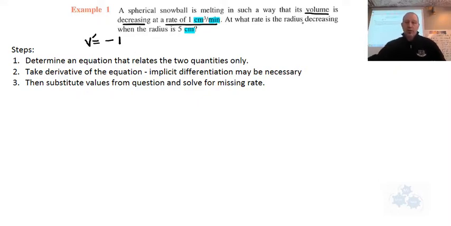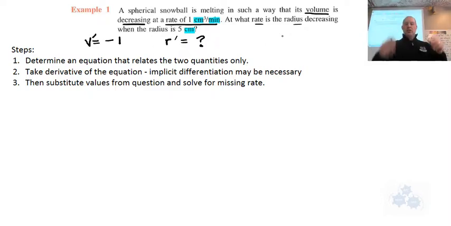Okay, so we're given volume, and the rate of change is decreasing. That's volume V prime is -1. We are asked to find the rate at which the radius is decreasing. So guess what? We don't know r prime. That's the rate of change of the radius. We don't know r prime, but I'm asked to find r prime, and here's the third part, okay?